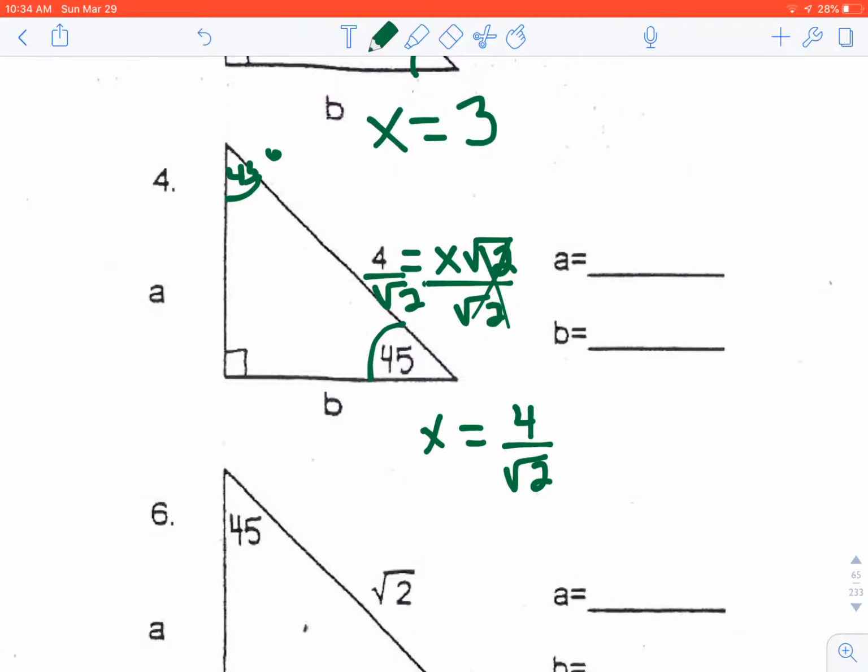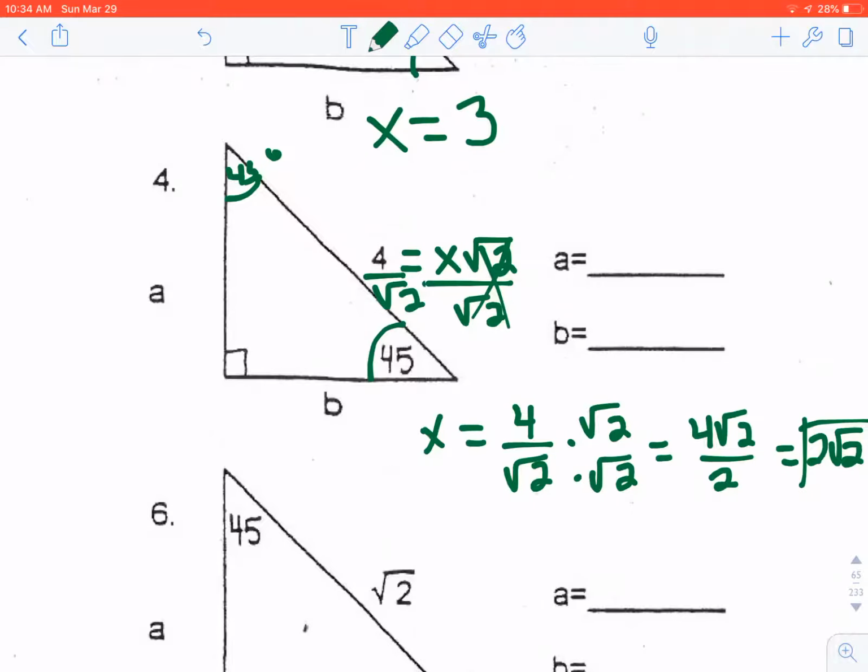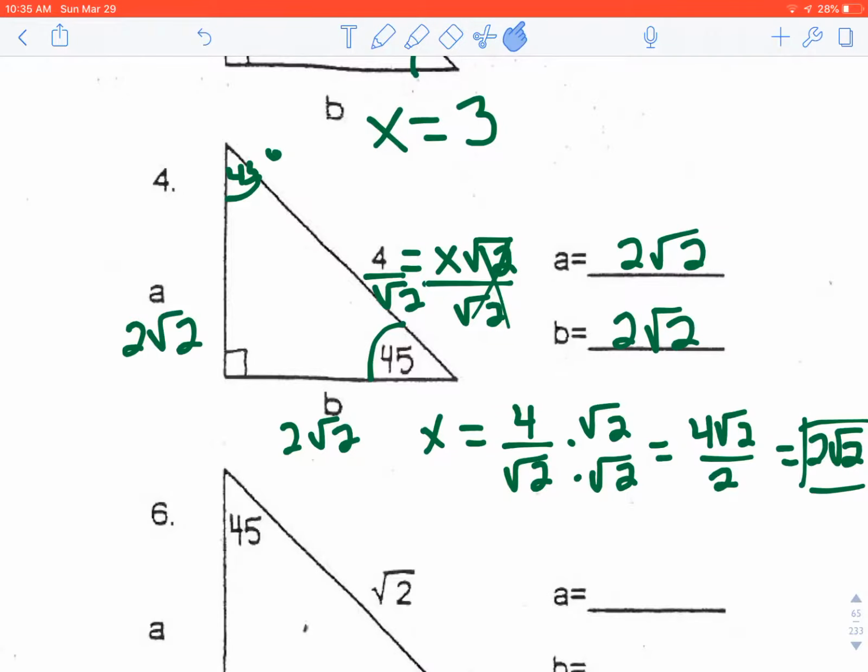You have 4 over square root 2, but we want to rationalize the denominator, get rid of that square root 2. So we're going to multiply the top and bottom by that. So we have 4 square root 2 over 2. Okay, and then reduce that to 2 square root 2. So we found that our x, which is our legs, are both 2 square root 2. And it's always good to label your triangle because remember, you want to solve completely for these special right triangles. Okay, so that's number 4.